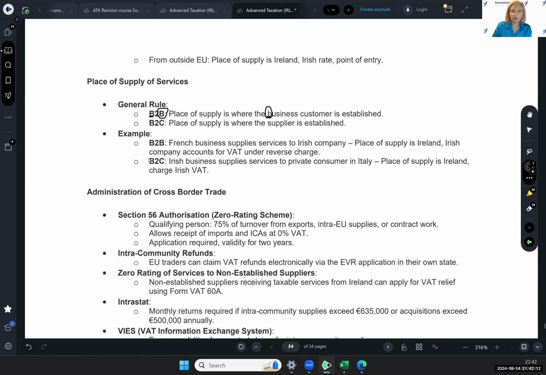Okay. So Paddy has an Irish business and he provides services to a business in France. Place of supply is where the business customer is established. Where is the business customer established? France. Does Paddy charge Irish VAT?